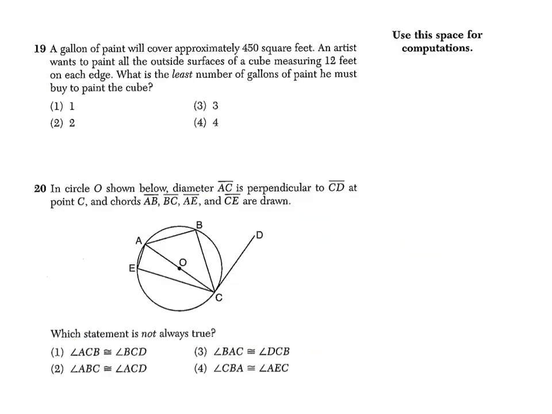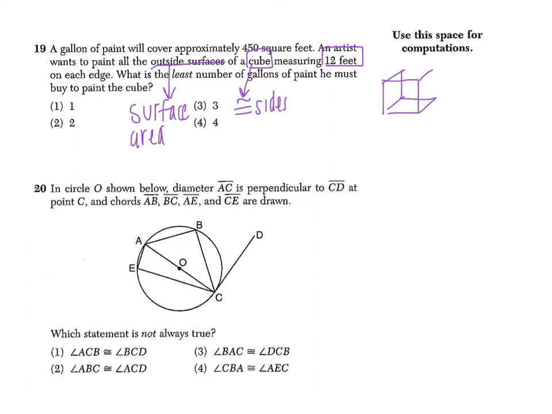Number 19 says that a gallon of paint will cover approximately 450 square feet. An artist wants to paint all of the outside surfaces of a cube. Outside surfaces means surface area of a cube. A cube is a special rectangular prism where we have congruent sides that measure 12 feet on each edge. So here, think of like a Rubik's Cube. Start with a square, build it backwards to make another square. And each of these edges is 12. Surface area means the area of all sides.